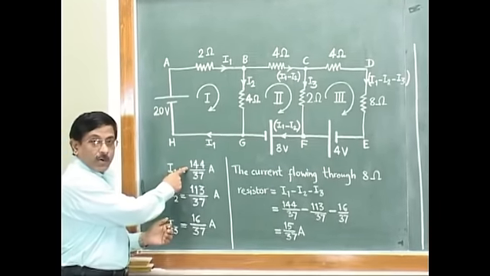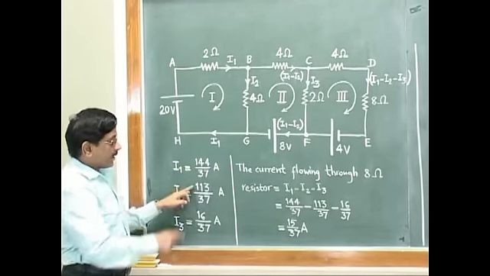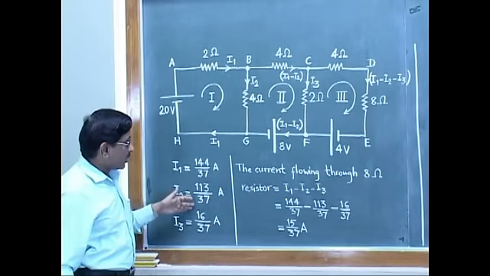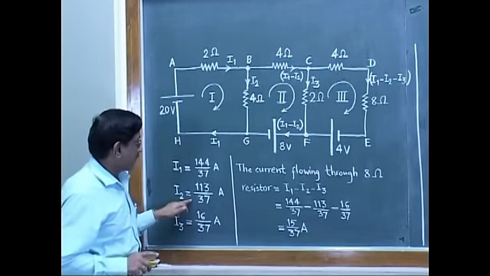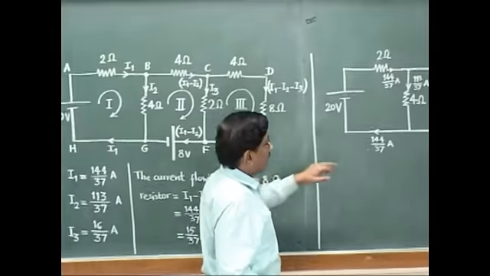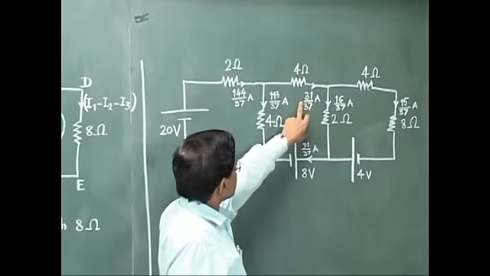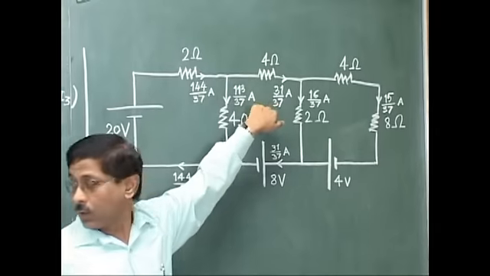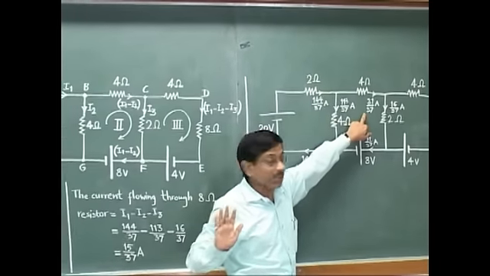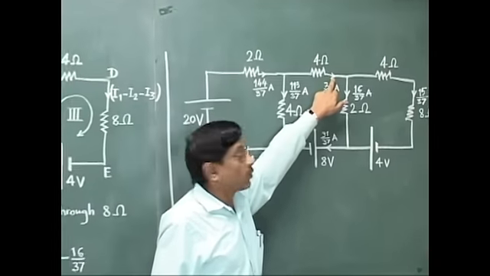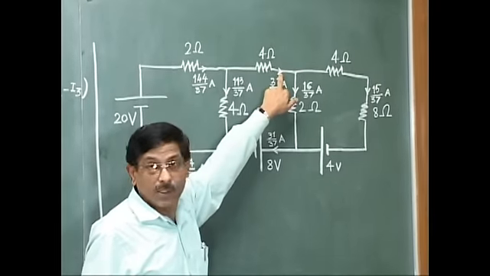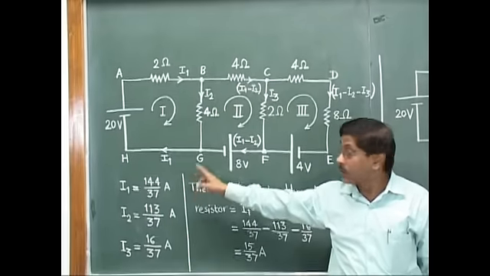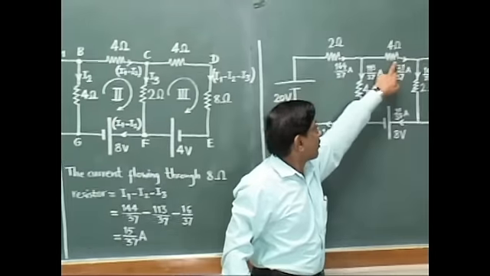So I1 is 144 by 37, I2 is 113 by 37. You will find that the subtraction I1 minus I2 is still a positive answer, and that answer is 31 by 37. So this is I1 minus I2. Since I1 minus I2 is appearing as a positive difference, we do not need to change the direction of I1 minus I2. So it is this current here. I1 minus I2 was still positive, so we have maintained the same direction.